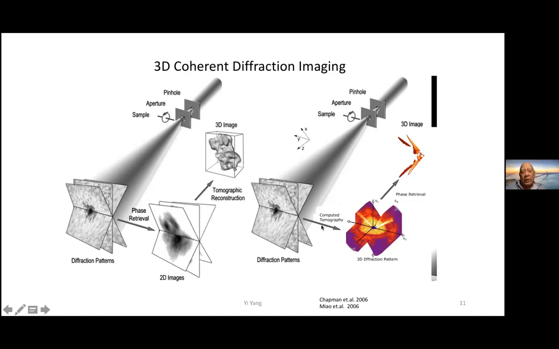And you can build up the image as a three-dimensional Fourier pattern in three-dimensional Fourier space, and then Fourier transform back. But it's basically like tomography, and it probably takes a great deal of time. Although I think this has been done by Chapman and his group and John Miao and his group.